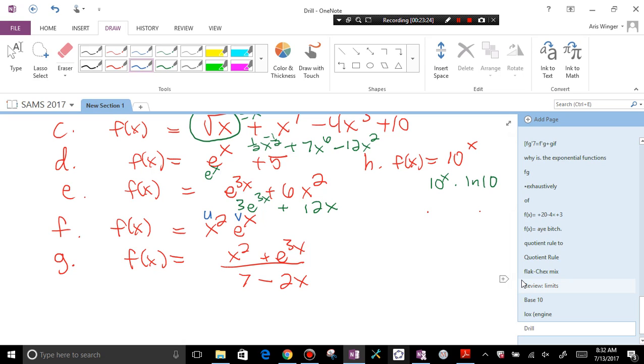Once we prove that the derivative of a to the x is a to the x times the natural log of a, we're going to use that forever. Product rule, u prime v plus v prime u. The derivative of x squared is 2x. The derivative of e to the x is e to the x. And then u is x squared. That's the product rule.